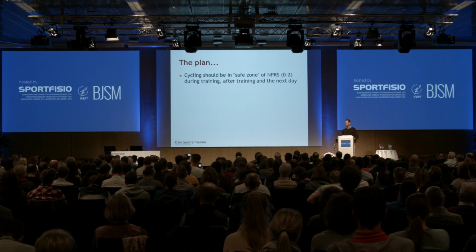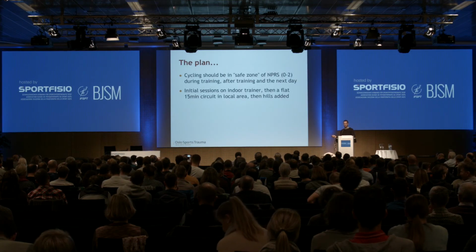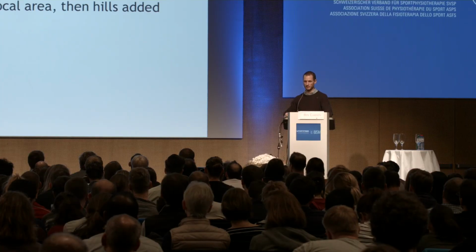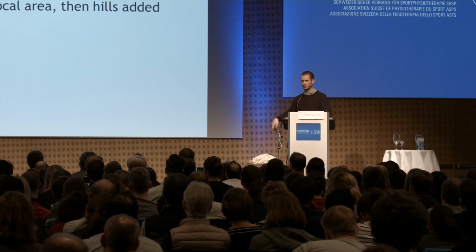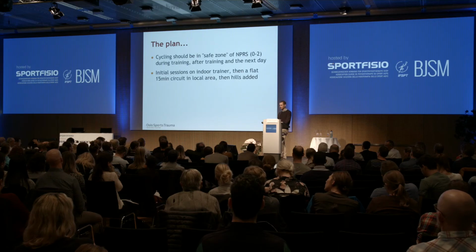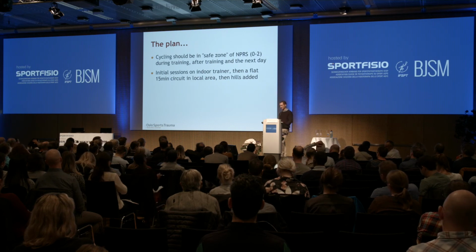So the plan. Okay, we kept him, as I said before, in this safe zone, 0 to 2 from a pain model. We started on the indoor trainer and then moved into local circuits. So the point here is that if he gets pain, if he gets over 2 on an indoor trainer, he can just stop. If he's cycled out half an hour away from home and he gets pain, then he has to get home. So from the indoor trainer, we start doing small circles, okay, 15-minute laps, so he's never more than 8 minutes away from home. And then we gradually increase the size of that loop over time and increase hills.